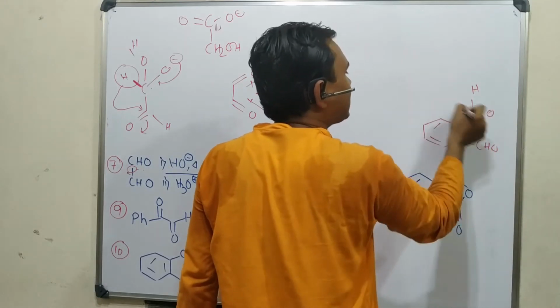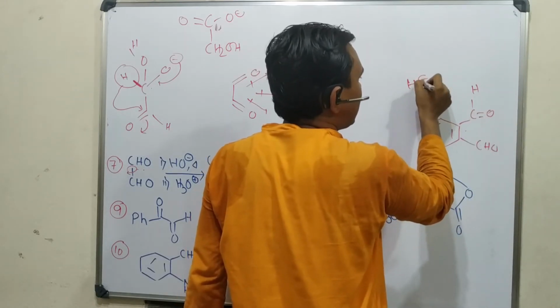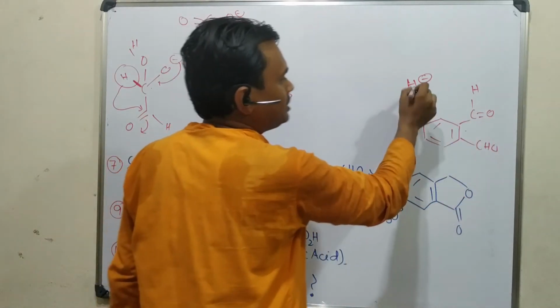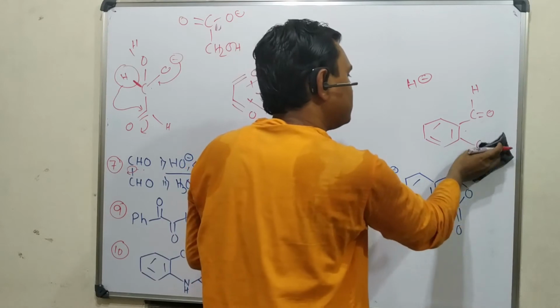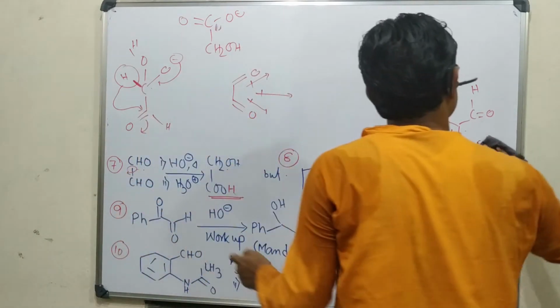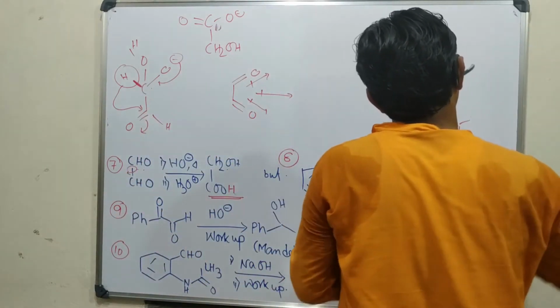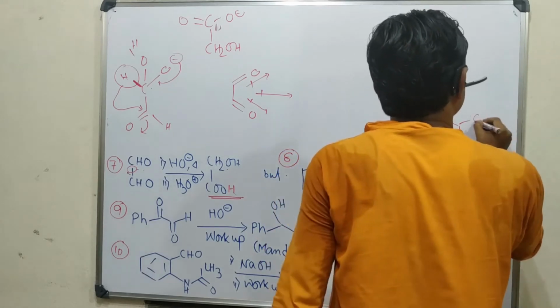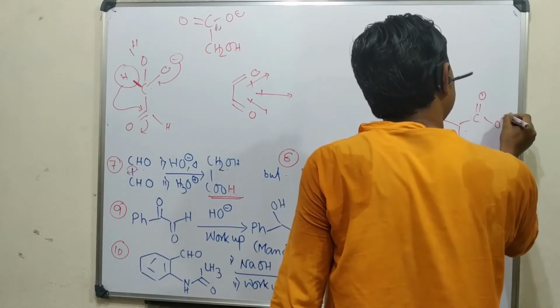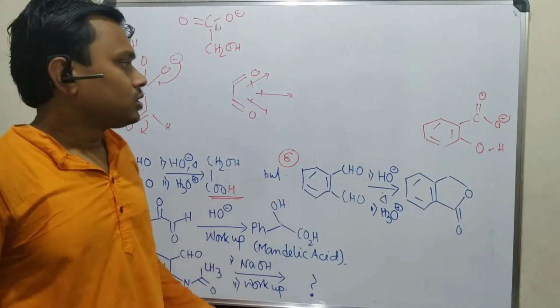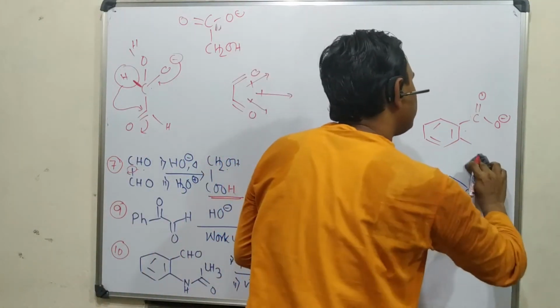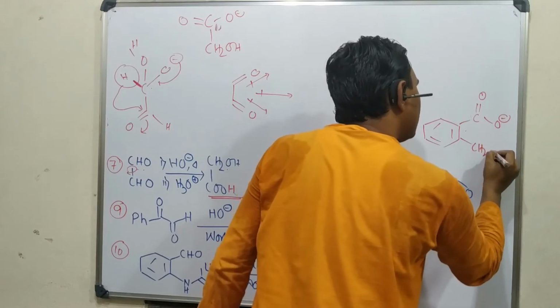First alkali attacks here, and one part will be oxidized and one part will be reduced. I have explained this in the previous example. The same phenomenon will occur here also. So we can say this is COO minus and this is, sorry, not OH, this should be CH2OH. Okay.